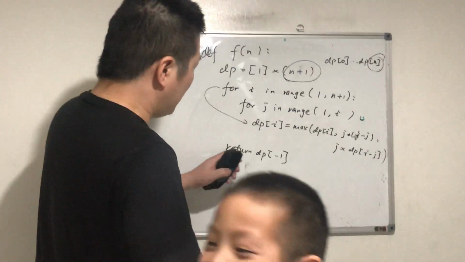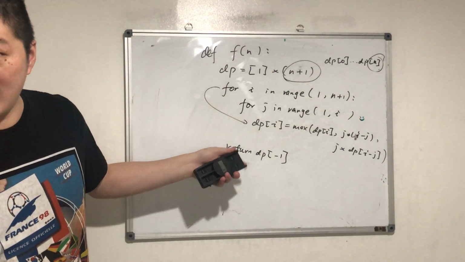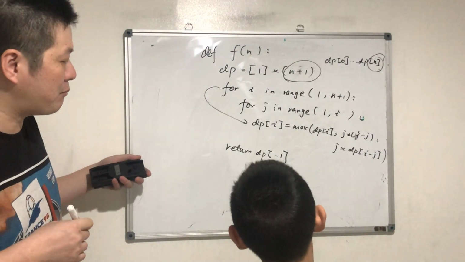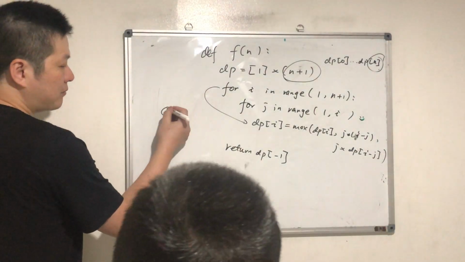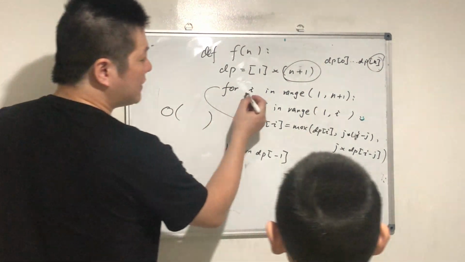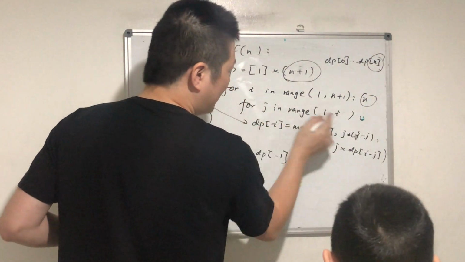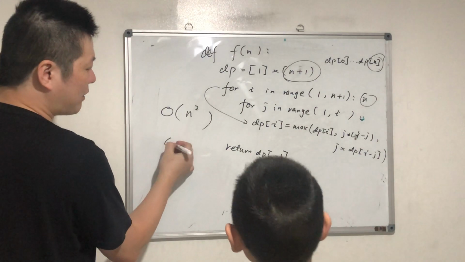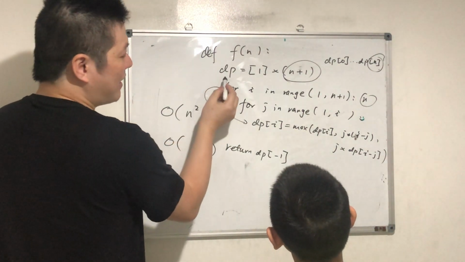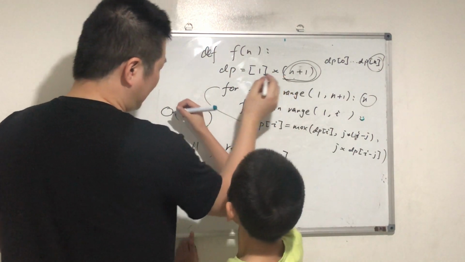What's the time complexity? The time complexity for this one is quite easy, straightforward. What's the time complexity? This is n iterations, and the inner one is n, so n squared. What's the space complexity? We are using a dp array of size n.